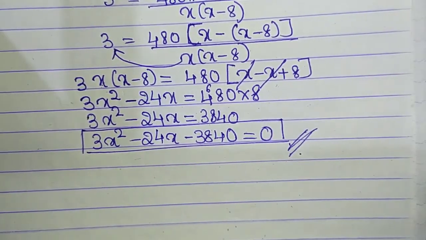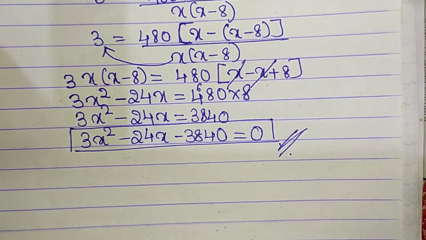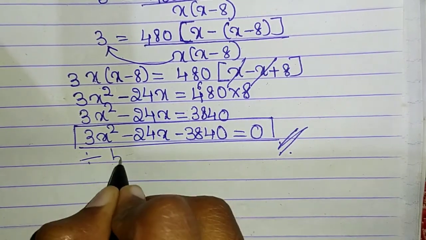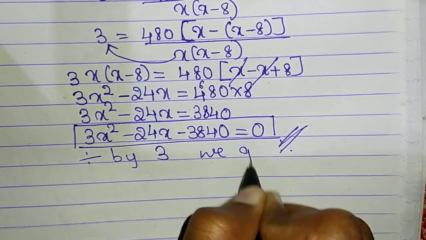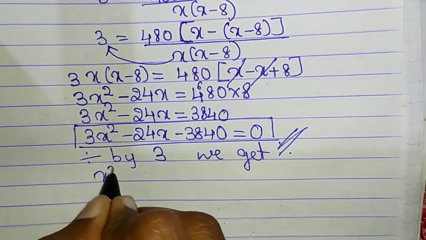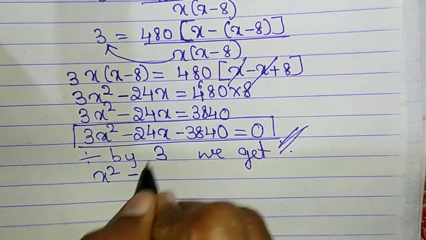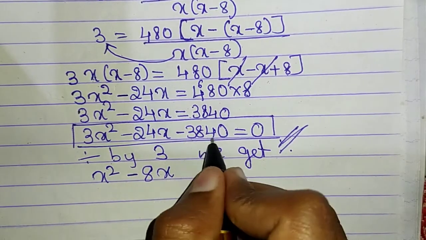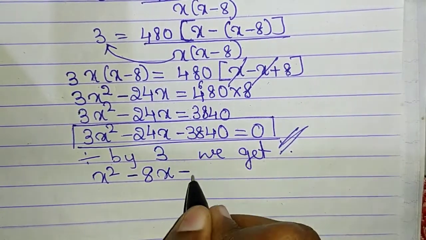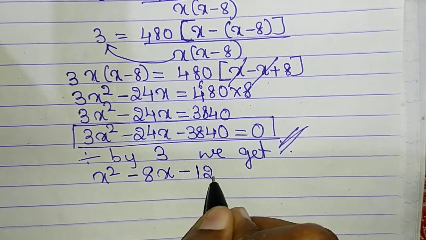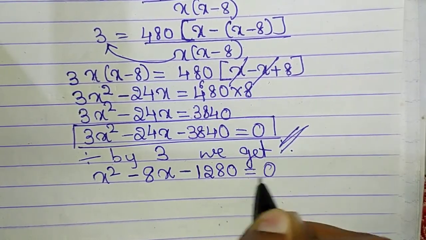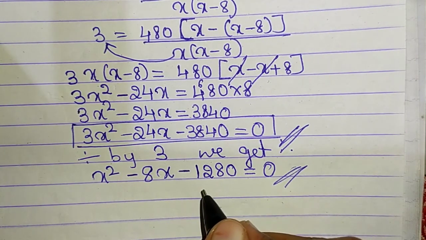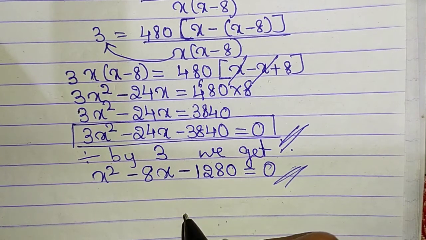And this equation can be further simplified by dividing the whole thing by 3. Divide by 3, we get x square, 3 cancels out, minus 3 8s are 24, so minus 8x, and 3840 divided by 3 is 1280, is equal to 0. So this is the reduced form of the quadratic equation, which has been more simplified. So this completes your exercise 4.1.